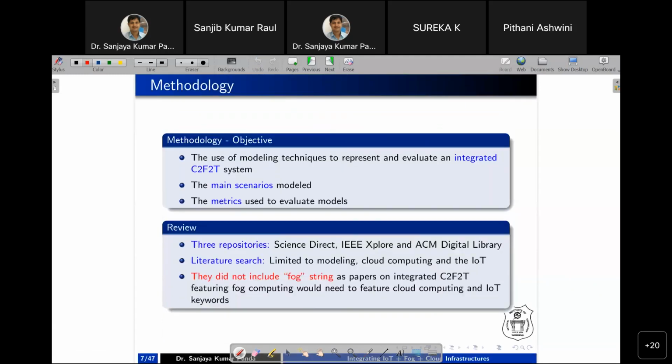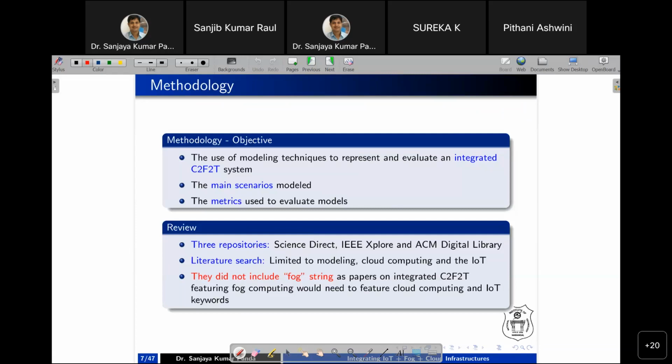Now, as I said, when you go for the methodology to find the articles related to cloud, fog and IoT, here we primarily focus on analytical modeling. We are not focusing on business modeling. You can do business modeling by finding some research articles, but here our primary focus is analytical modeling. The articles we are going to discuss are retrieved from reputed repositories like Science Direct, IEEE Explore, and ACM Digital Library.